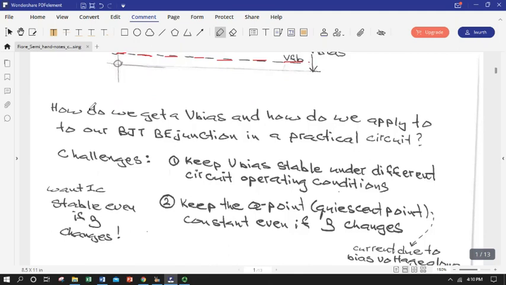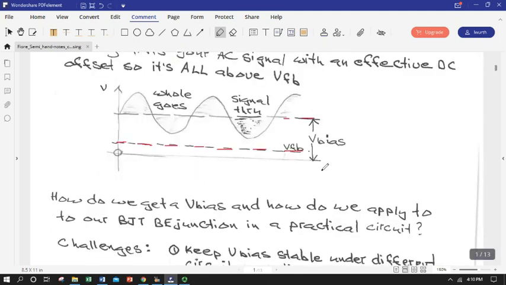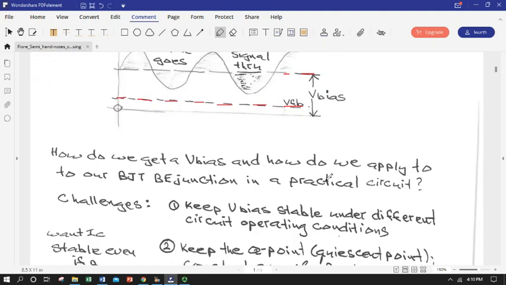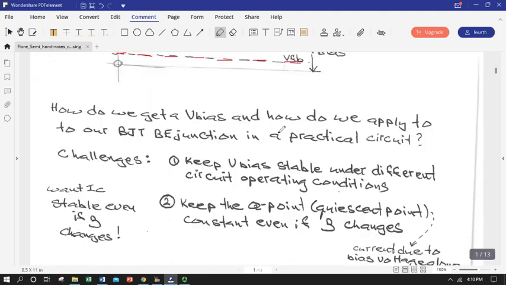Okay, so in practical terms, how do we do this? How do we achieve this nice V bias at our base so we can superimpose our AC signal on it at some point? How do we get that to work in a practical circuit? Well, obviously we could just put a DC source right at the base and add the AC to the DC, very similar to what we saw with offsets on our clippers and clampers. Challenges to that: keeping that bias voltage stable under different circuit operating conditions.